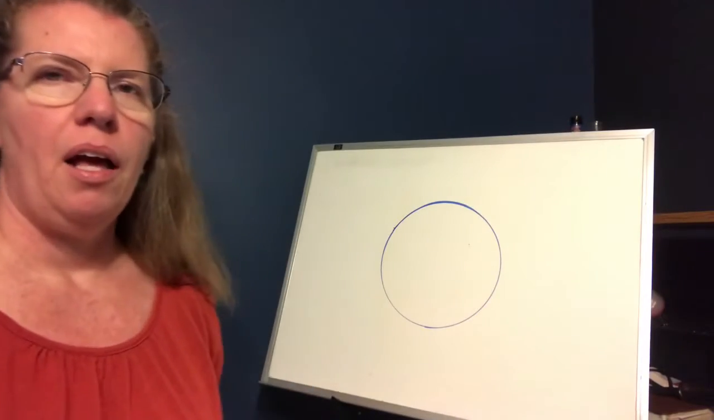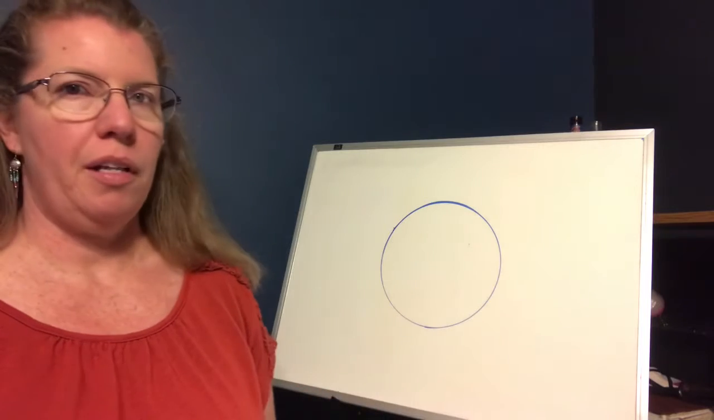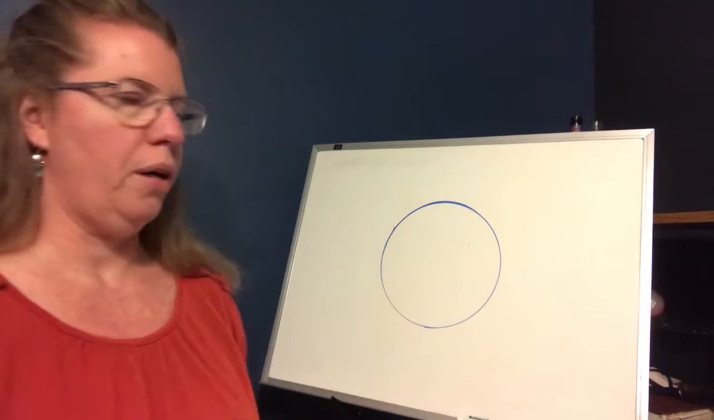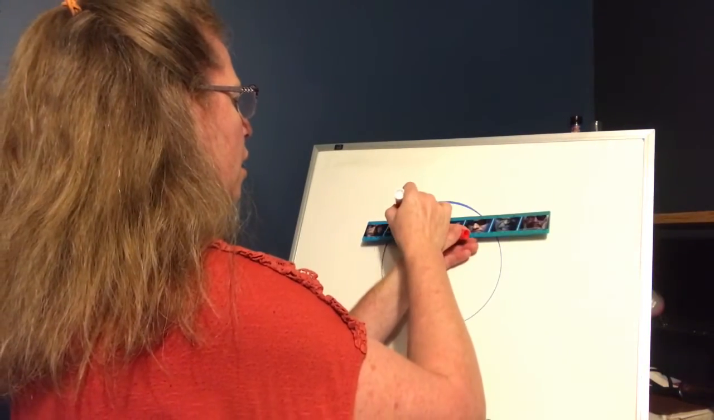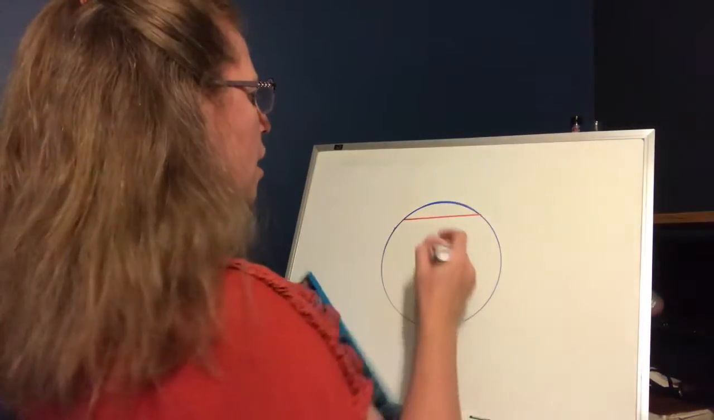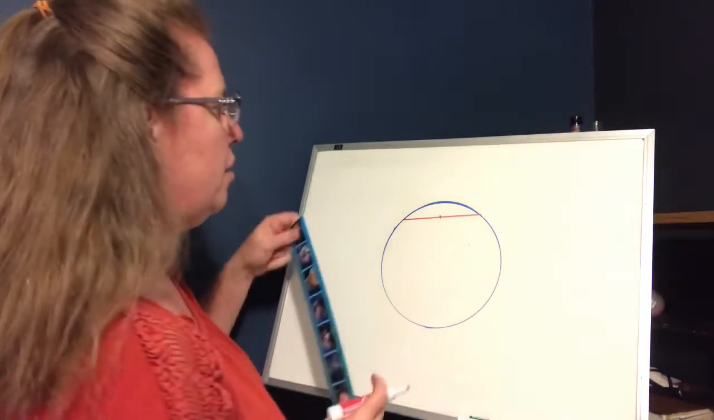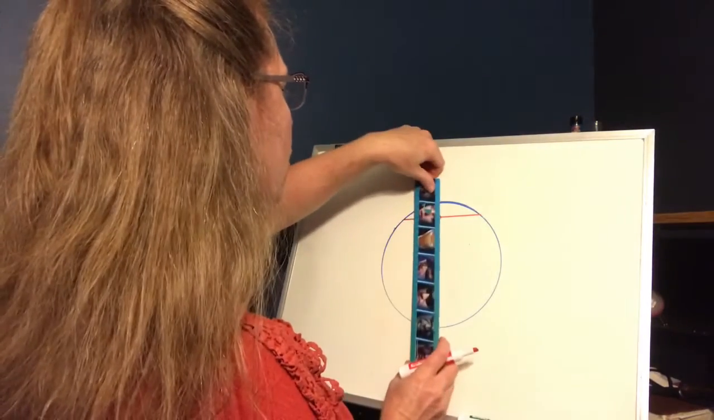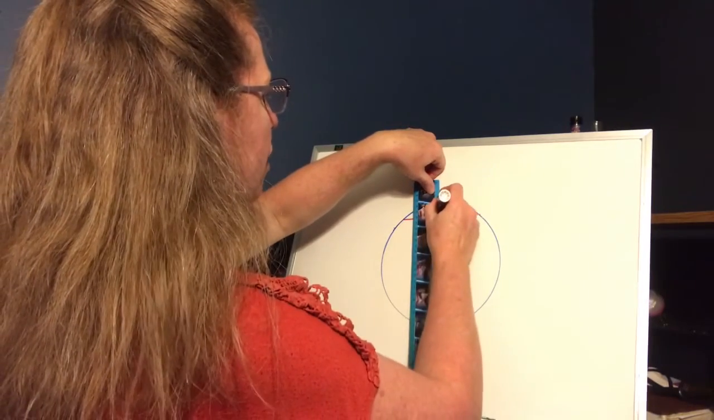Okay, we're back. We're going to explore a little bit with our chords on a circle. Now this time I tried really hard to get a good circle. See if this will work. Okay, so let's start with a chord. And I want to try to find the perpendicular bisector. Now again, this part I'm estimating, so hopefully you can get this pretty good. That looks pretty close.